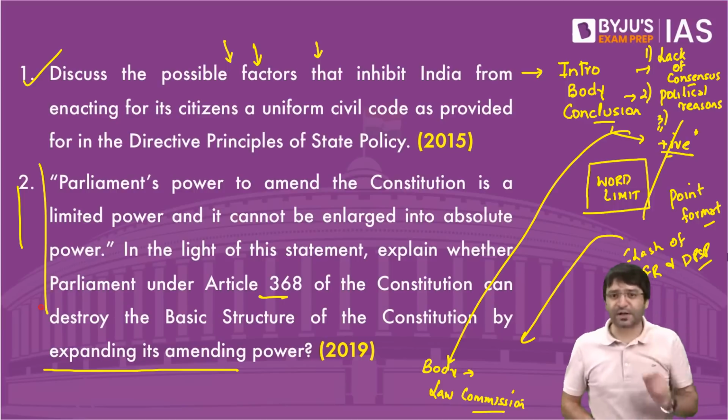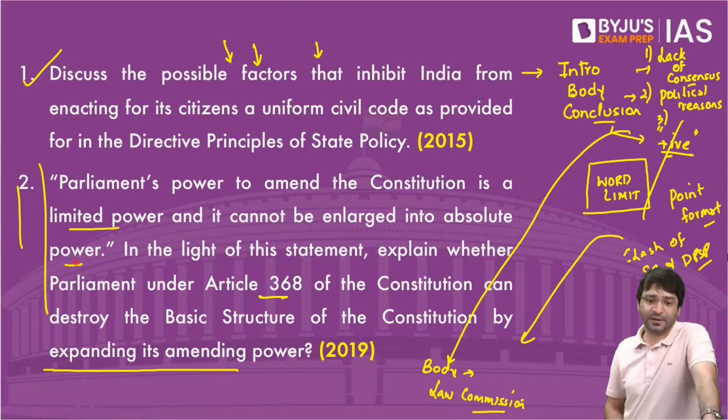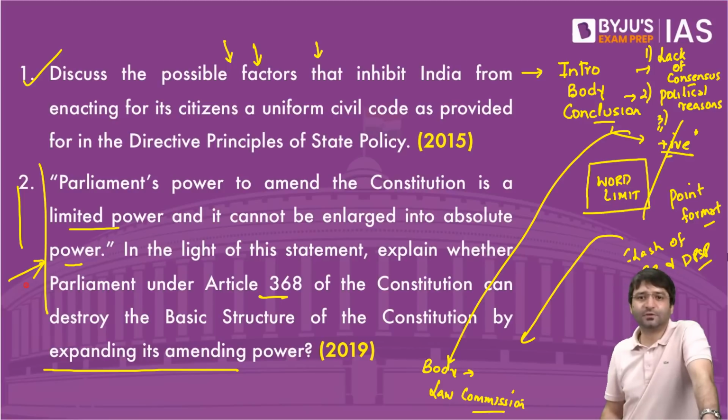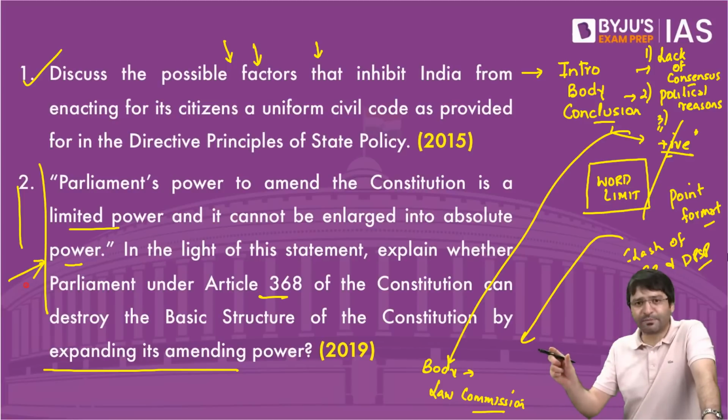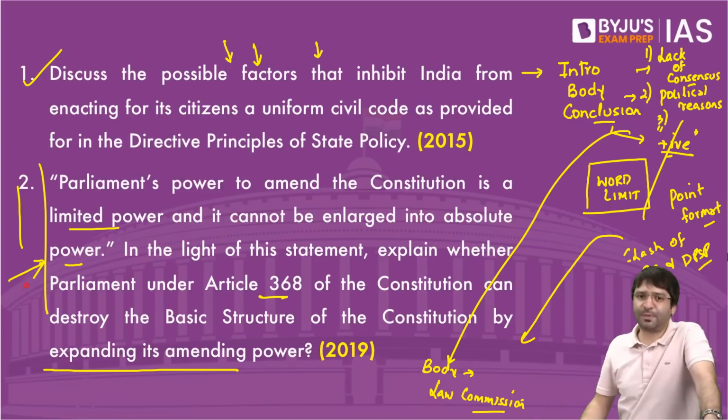So, the statement is given. Parliament's power to amend the Constitution is a limited power. It cannot be enlarged into an absolute power. Now you will have to explain the statement. So basically, you'll have to explain Keshavananda Bharati case and cite various other cases where the court has imposed limitations on the amending powers of the Parliament.